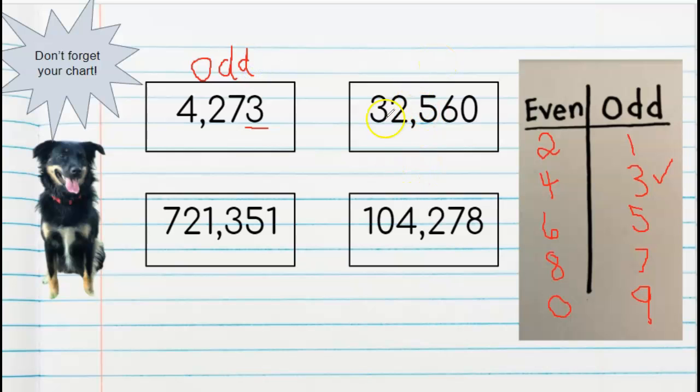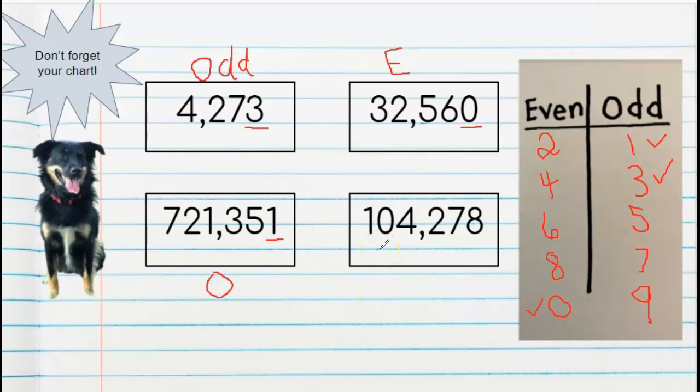All right, let's move on to the next one. 32,560. Again, I'm only looking at the ones place, so let's go over to our chart and find the 0. Here's our 0, which means this number is even. Okay, I have an even bigger number now, but remember, it doesn't matter the size of the number. All we're looking at is the ones place. So I have a number 1 in the ones place. Number 1 is over here in the odd, so that means this number is odd.